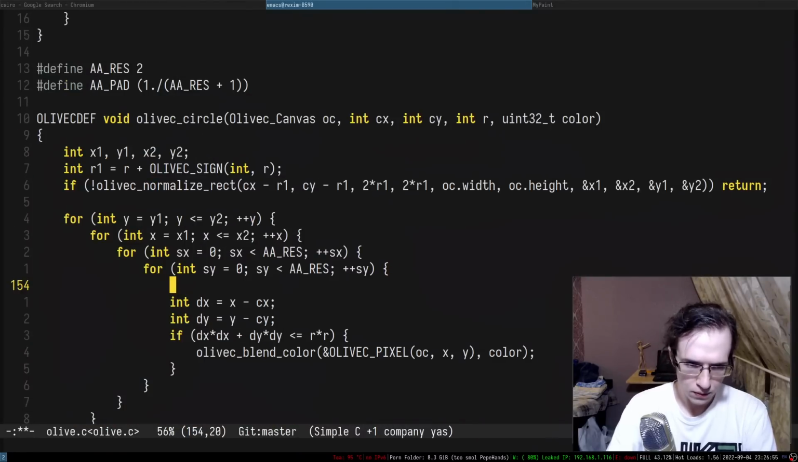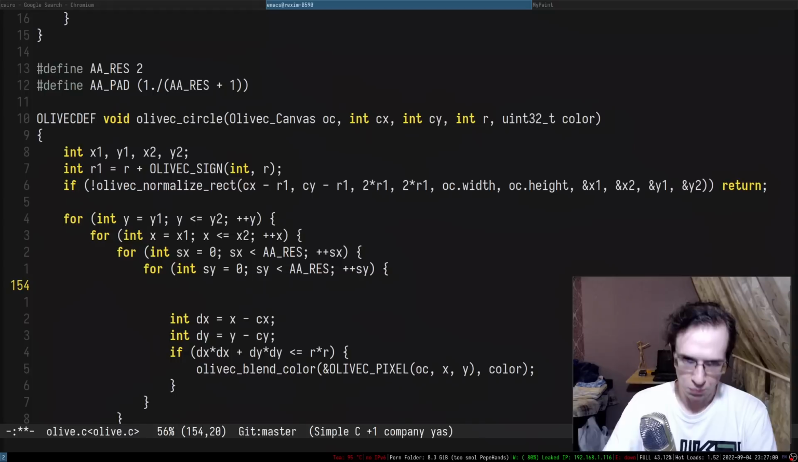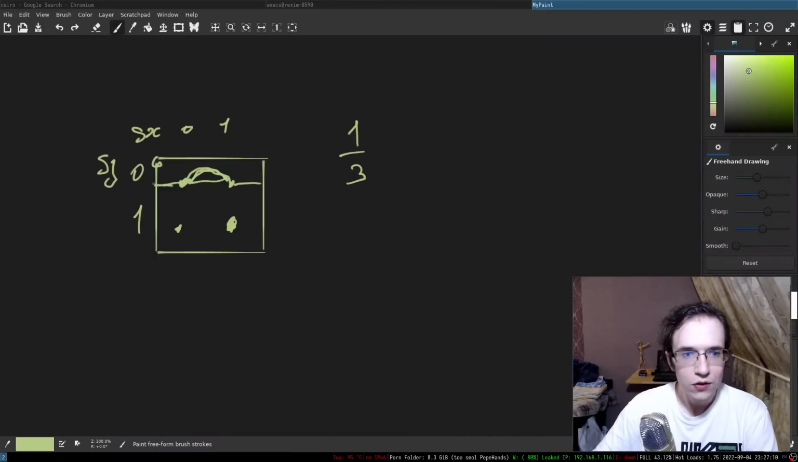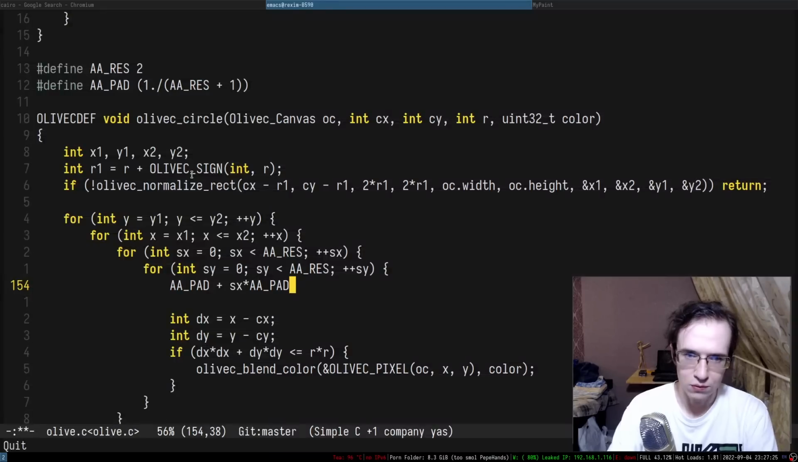So that means now, where is the position of that subpixel, right? So the position of that subpixel is around a pad plus sx multiplied by a pad, right? So we always have this initial padding for the top left corner, and then the amount of padding is basically the coordinate of that specific pixel, right? So this is for x, and then we have to add it to x. And this is basically the actual subpixel. So this is more of a subpixel offset.